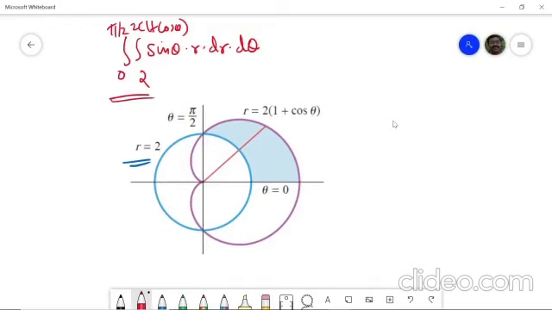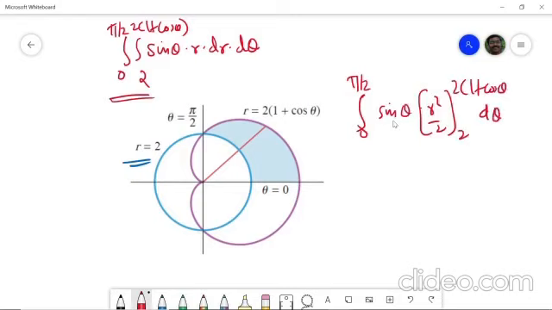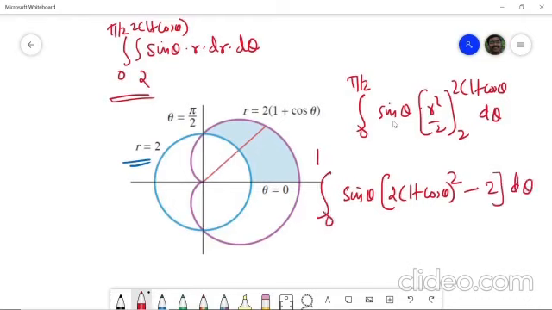It's very simple. It is the integral from 0 to pi by 2 of sine theta into r square by 2 in the limits 2 to 2 into (1 plus cos theta), d theta. So it is actually sine theta into [2 into (1 plus cos theta) the whole square, minus 2 square by 2, which is 2] d theta. So the integral from 0 to pi by 2 is 4 into (1 plus cos theta) the whole square by 2, so it is 2, minus 4 by 2.